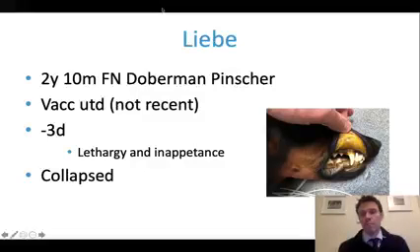So if you look at epidemiological studies, it's not significantly more than 1 in 12 animals who present with IMHA have been vaccinated in that previous month. So the role of vaccination in provoking IMHA is probably quite limited. Anyway, Liba had been a bit lethargic and inappetent for the last 3 days, but collapsed, prompting her urgent presentation.